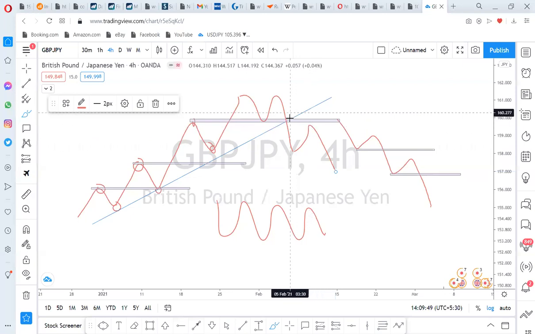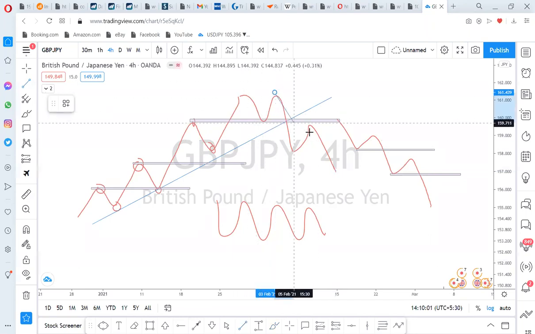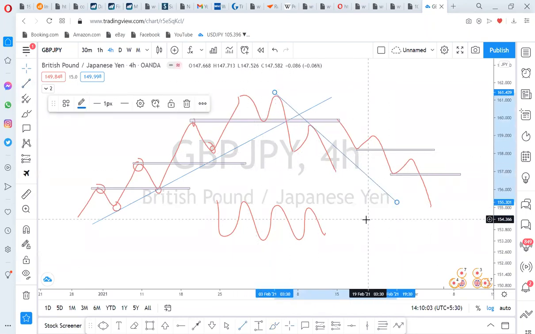So since we broke and created another higher low over here, we can clearly see that the market is either retracing or changing direction. Yes. People come to me asking, how do I draw my zones? How do I draw my zones? This is exactly how to draw your zones.